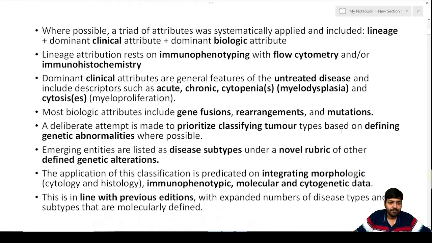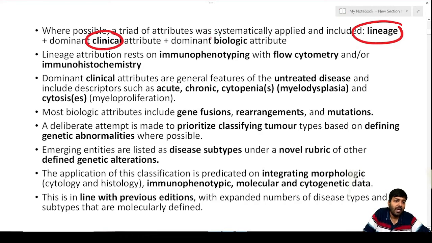So the basic way in which we are diagnosing any kind of hematolymphoid neoplasm is the same as in the previous edition, wherein we are using lineage attribute, clinical attribute and biological attribute for diagnosing a particular condition. So what does lineage attribute mean? It means the one resting on immunophenotyping, flow cytometry and/or immunohistochemistry, which we use for assigning a particular lineage to a particular tumor.